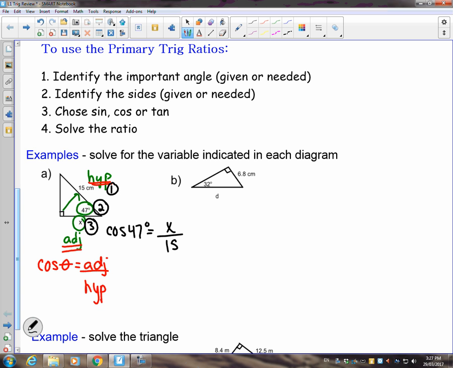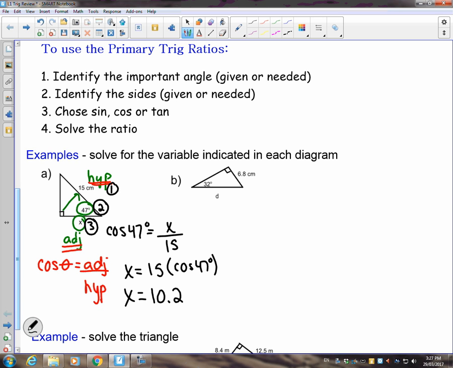To solve this, we solve by doing the opposite operation. So I want to know what x equals. Instead of dividing by 15, I move it over to the other side and do the opposite of dividing by 15, which is multiplying. So to figure out x, I just have to do 15 times the cos of 47 degrees. And I need to get my calculator to do that. Make sure when you're using your calculator that it is in degree mode, or you'll get some strange answers. So 15 times cos of 47. Also be careful that you know how to use your calculator.